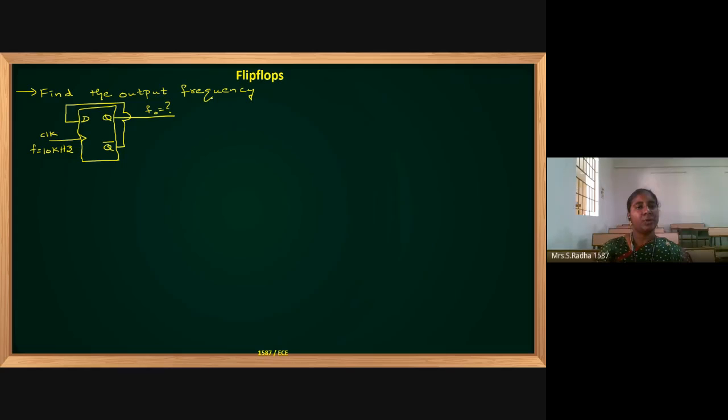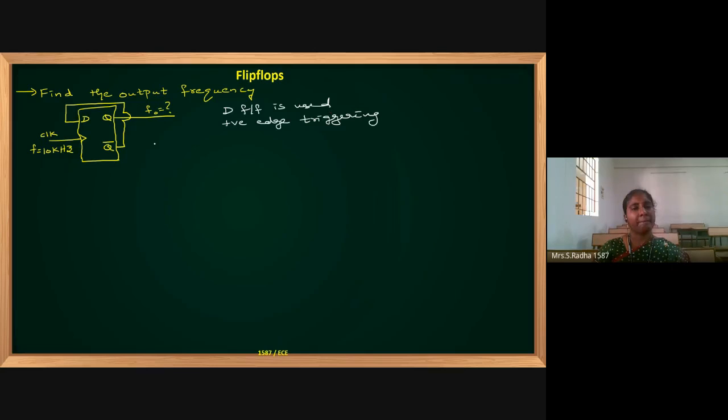A D flip-flop is used here. Whatever details I know, I will try to write. D flip-flop is used, and positive edge triggering is used here. You see, no bubble. If a bubble is there, it is negative edge triggering. If a bubble is not there, it is positive edge triggering.